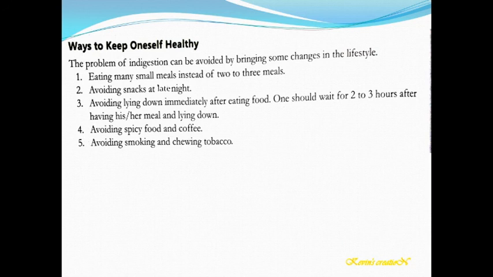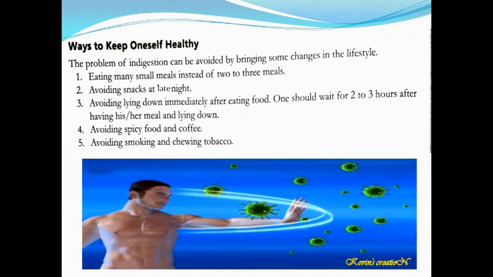Avoiding lying down immediately after eating food. People sleep just after finishing their meals. So one should wait for 2 to 3 hours after the meals before lying down. Avoid spicy food and coffee. So too much coffee is also not good. And the last one is avoiding smoking and chewing tobacco, that you don't do. I know that. So when you do this, you will be healthy and the diseases and germs will be away from you.